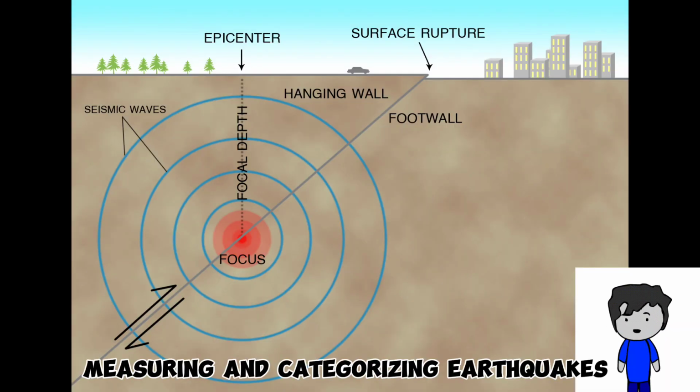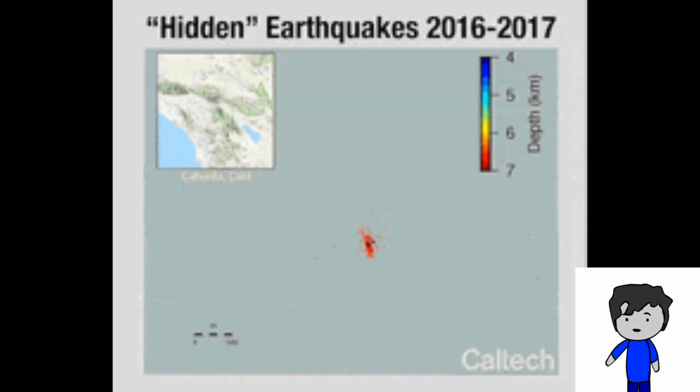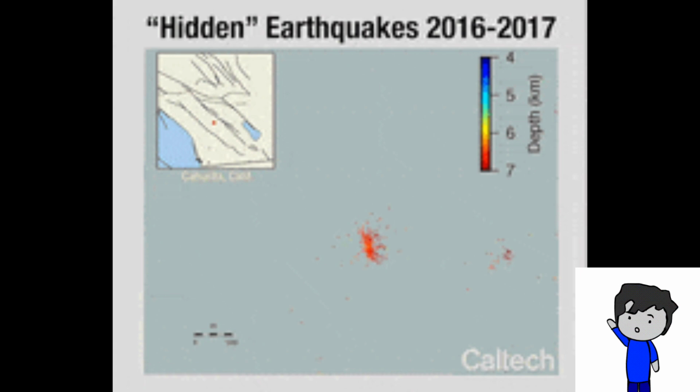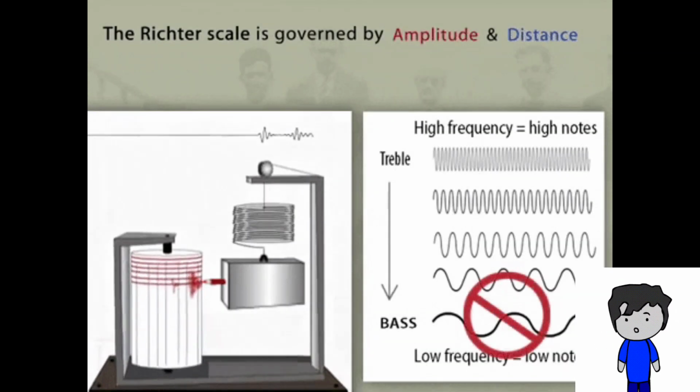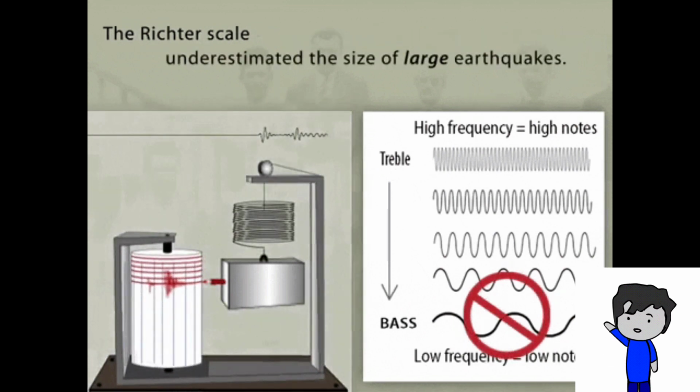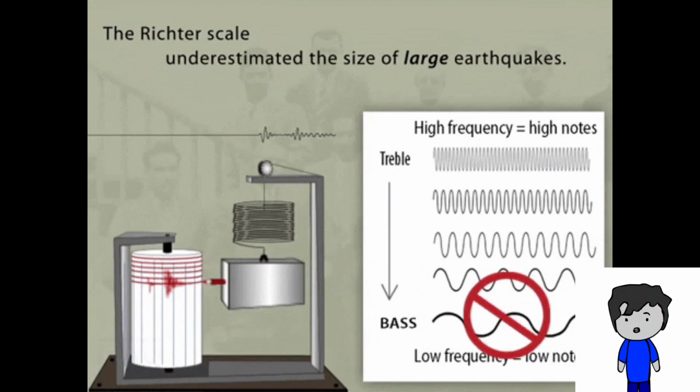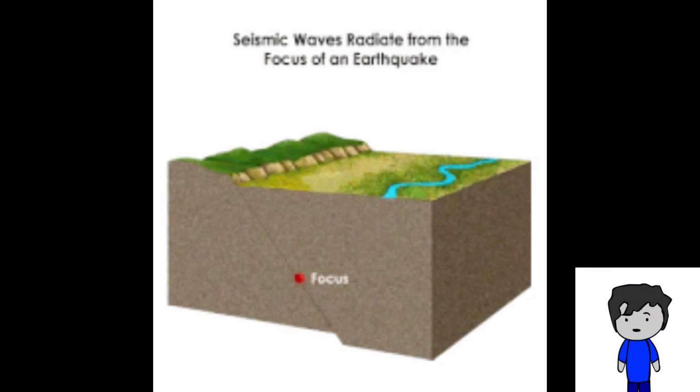Measuring and categorizing earthquakes. Earthquakes are measured and categorized using a scientific system known as the Richter scale or the moment magnitude scale (MW). These scales quantify the energy released during an earthquake and its amplitude as recorded by seismographs. The Richter scale assigns a single numerical value to an earthquake's magnitude, reflecting the amplitude of seismic waves. Meanwhile, the moment magnitude scale considers various factors, including the area of the fault that slipped and the amount of displacement, providing a more accurate measure of an earthquake's true size.